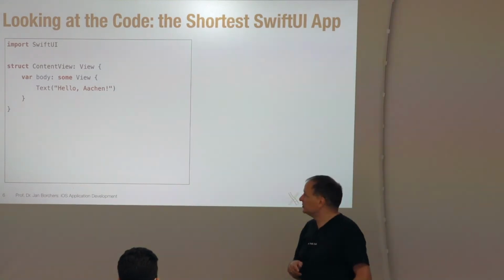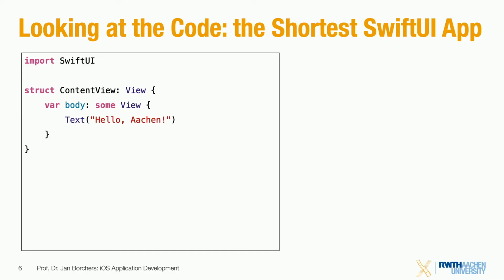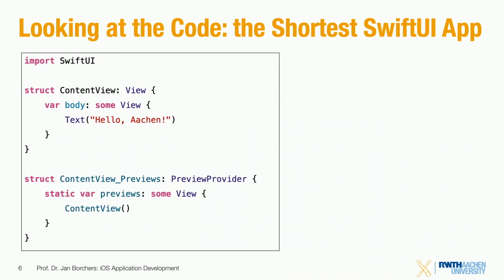Well, there was something else, right? There was some more code beneath that. So let's look at that real quick. It's this stuff here. I don't want to go into too much detail here yet. We're going to cover it later. But what this is basically doing is it defines how your preview looks.